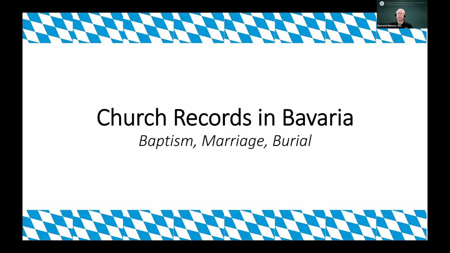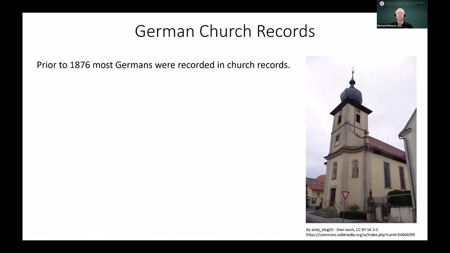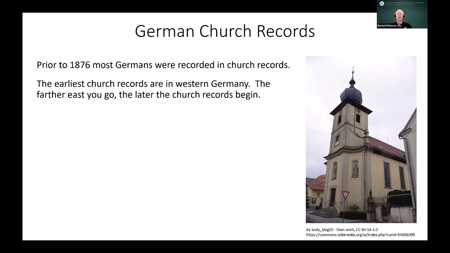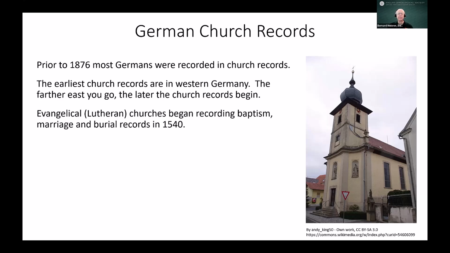So now we'll look at the church records. These are baptisms, marriages, and burials. They're some of the oldest records. Prior to 1876, most were recorded in church records. Some municipalities asked the church to make a copy and put that on file with the civil archive, but you will find them in the church records, and the others are often copies. Earliest records are in Western Germany. As you go further east, they may not begin as soon.